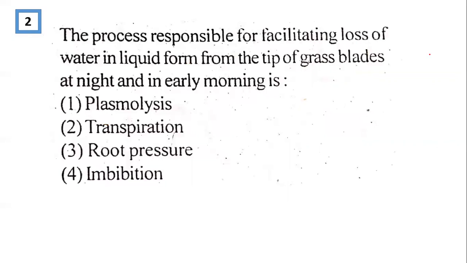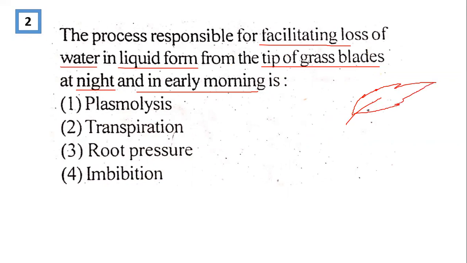Question number 2. The process responsible for facilitating the loss of water in liquid form from the tip of grass blades in early morning and late night is due to plasmolysis, transpiration, root pressure, and imbibition. You know that droplets of water come from the surface of the leaf, right? Small water droplets. You will find them early morning and late night.